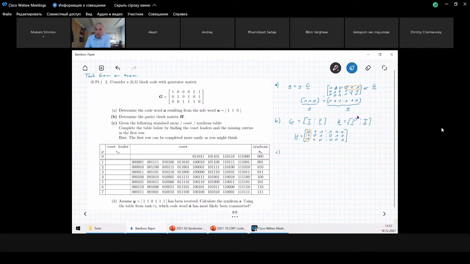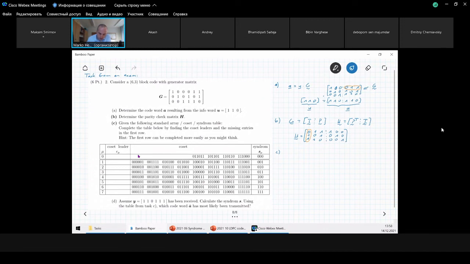So actually, let's have a look at task C. There I gave you the hint that this row can be completed more easily than you might think. Of course we already know the syndrome 0. Here, these error patterns will be identical with the valid code words. So these last 4 must be valid code words. And also these missing ones must be valid code words. Now the question is how to find these missing code words.